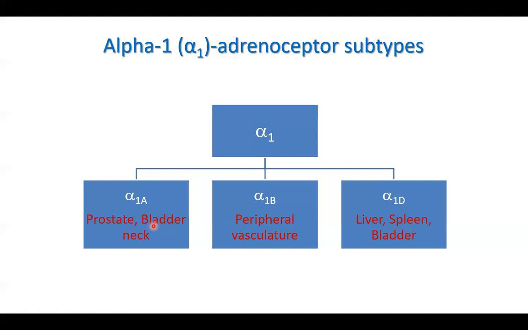And the same drug, if it is acting on all subtypes of alpha-1, it will block alpha-1B on the vasculature. What will that do? Vasodilation. Decrease in blood pressure. So it causes hypotension. Good.